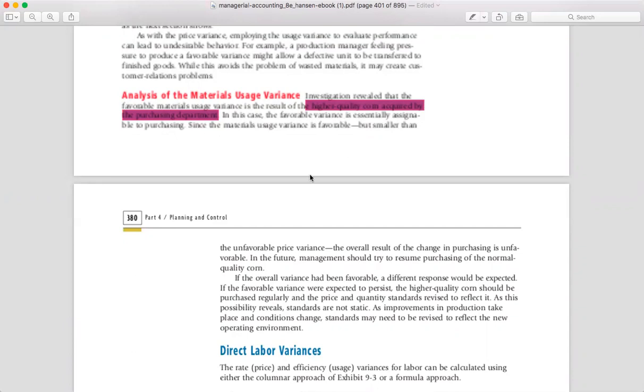If the overall variance is actually favorable, then a different response will be expected. If the favorable variance persists, the higher quality should be purchased regularly, and they need to revise the standard, because actually they don't really need that much corn to produce the corn chips. Okay.